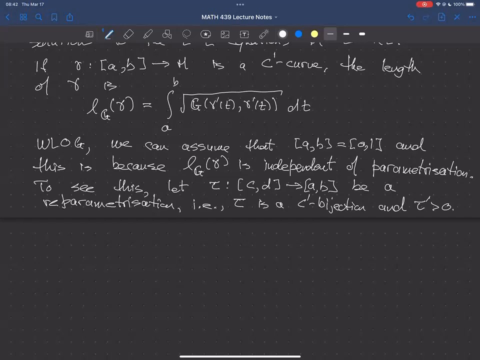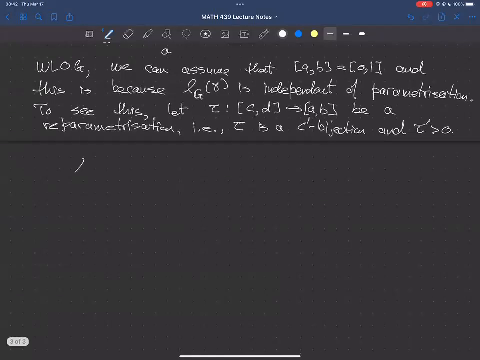Okay, all right, so now let's look at the reparameterized curve gamma, not with its original parameterization, but reparameterized by tau. So L_g of gamma composed with tau. That's how you reparameterize. The reparameterized curve is now defined on [c, d] instead of [a, b], and it's the same formula.